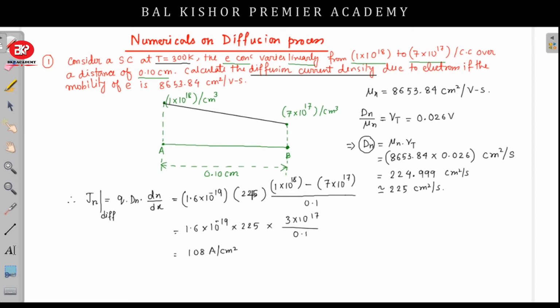So here we have calculated Jn diffusion for this given question. Now let us take another question.